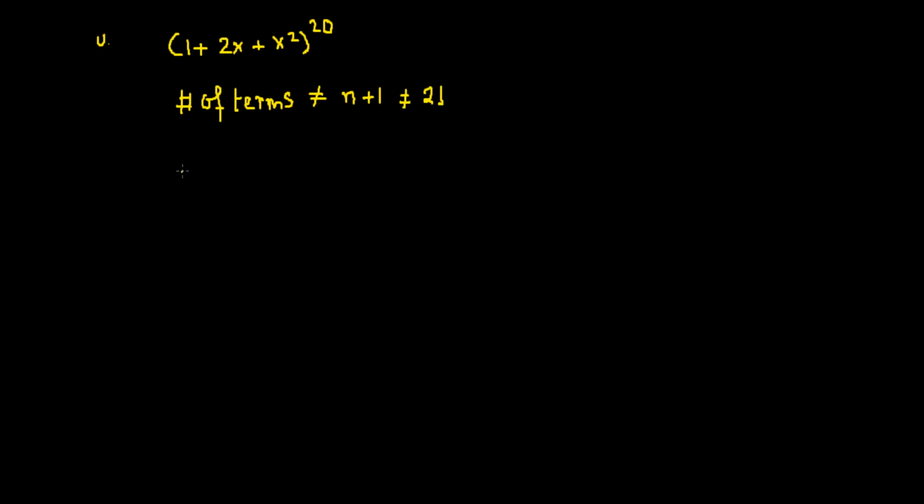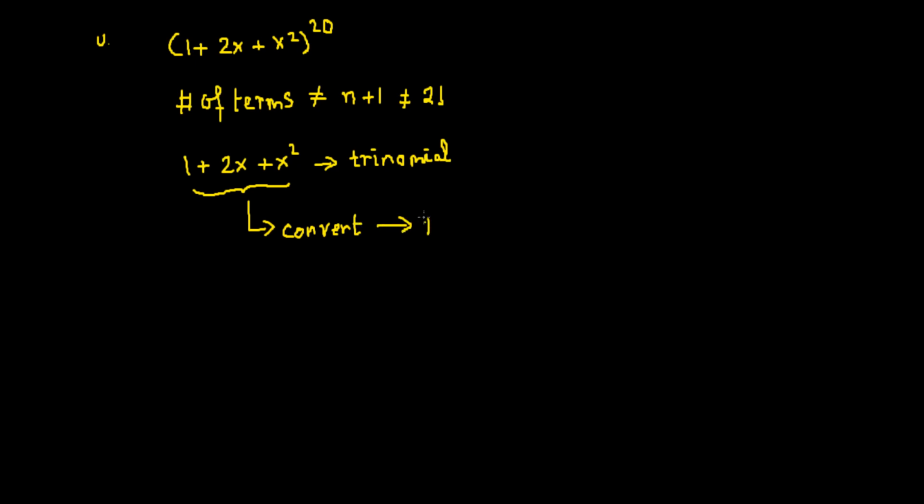Why? The reason being 1 plus 2x plus x squared is a trinomial expression. We are doing the binomial theorem. So we need a binomial expression in order to be able to apply the formula n plus 1 to determine the number of terms. So what we need to do, if it is possible, is convert this into a binomial expression.